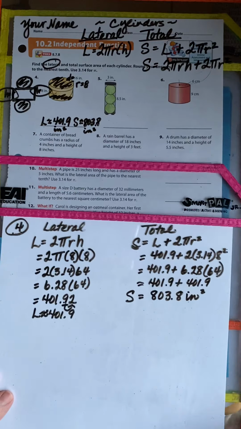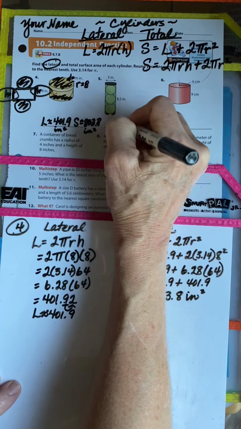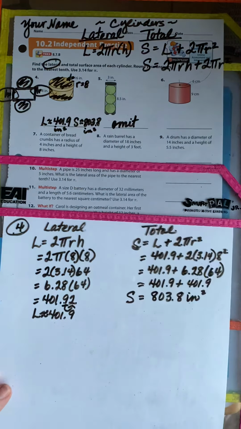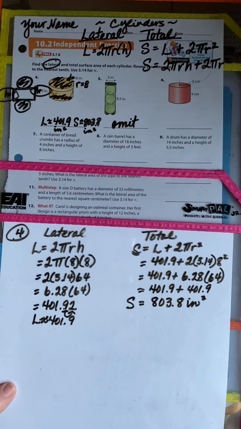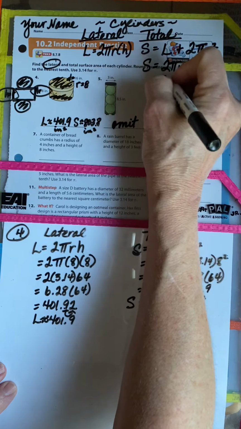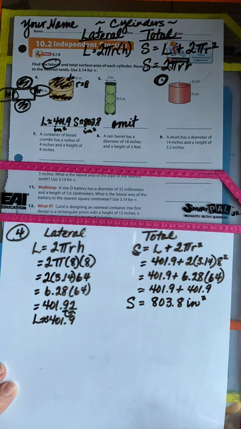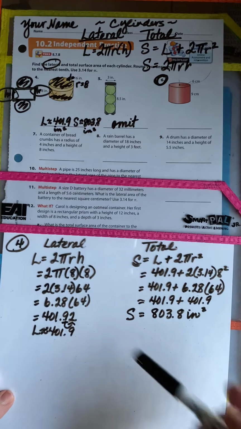All right. Let's omit number 5. Give ourselves some space. Sound good? So you're going to be doing number 6 all by yourselves. I want lateral and total. Let's do one of these 3.